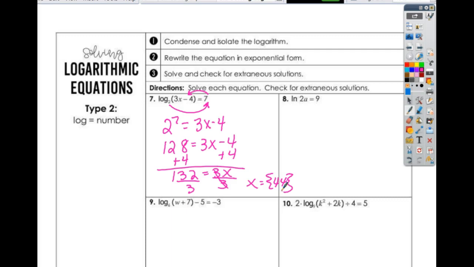On number 8, what is my base here? E. So find the E on there because this is e to the 9th equals 2a. So you have to take e to the 9th and divide by 2 to get your answer. And if you do it correctly, this is what you get.